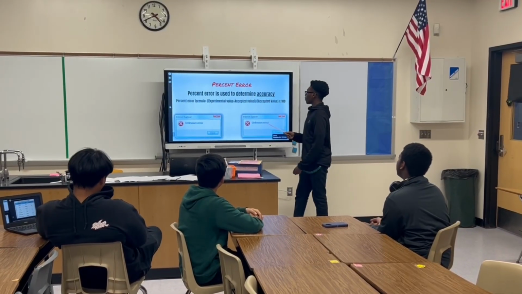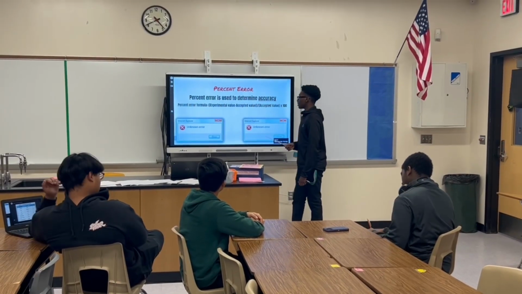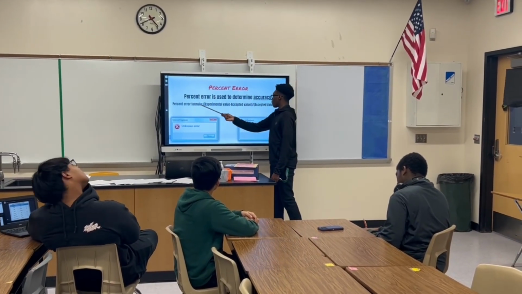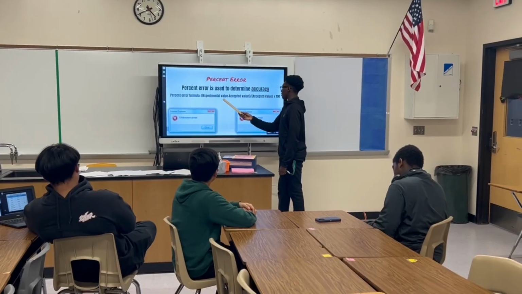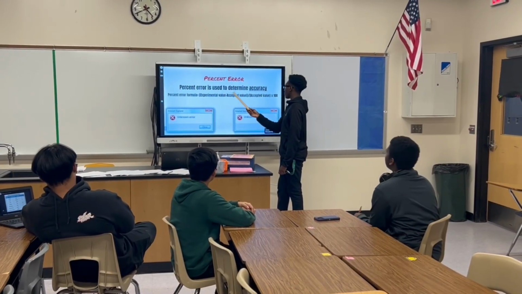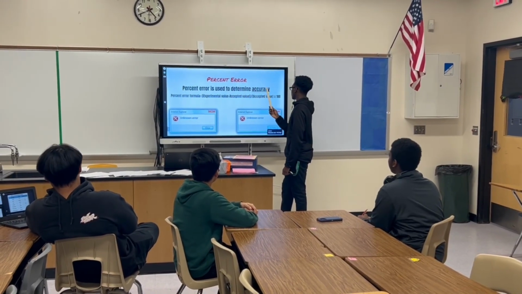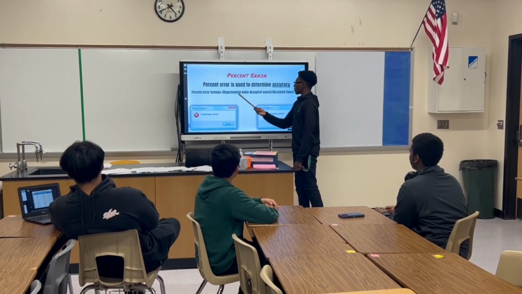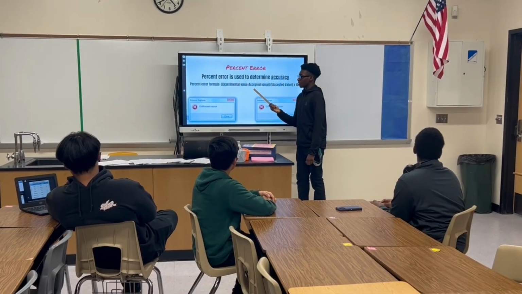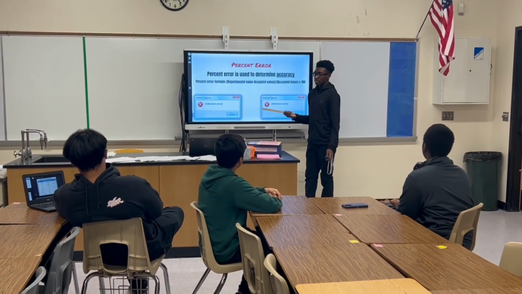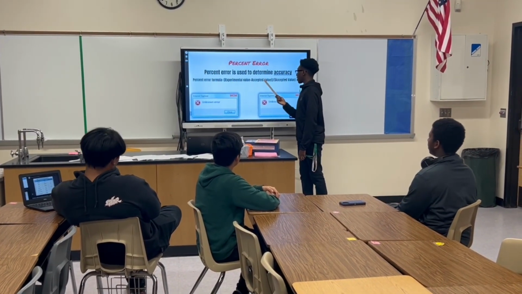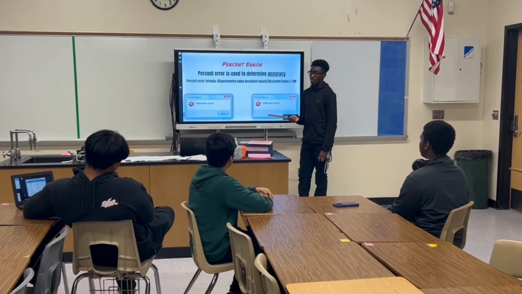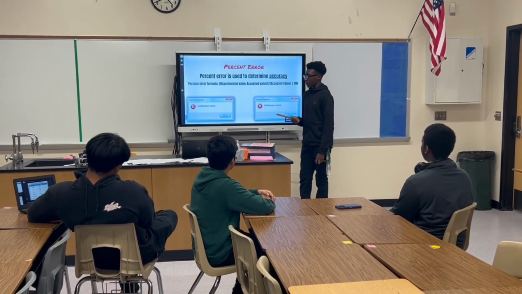All right, moving on to percent error. This is what we use to determine accuracy. We use this percent error formula: the absolute value of experimental value minus the accepted value, divided by the accepted value, times 100. So the experimental value is what we get from our measurement, what we experimented, and then the accepted value is the actual value of whatever we're measuring, right?